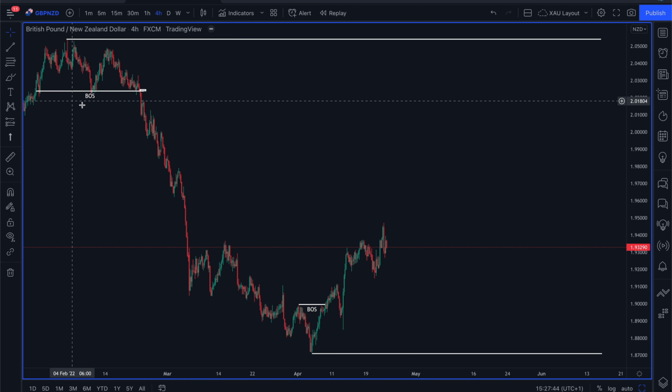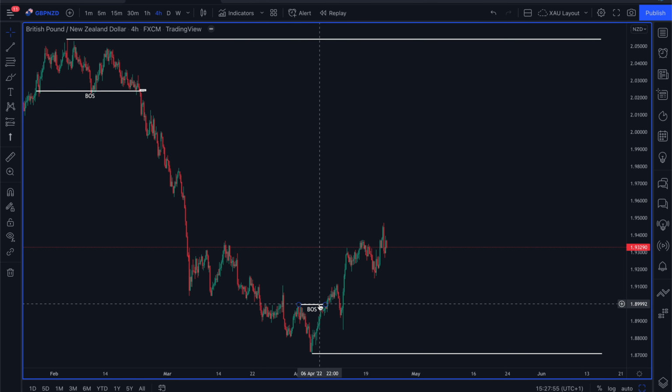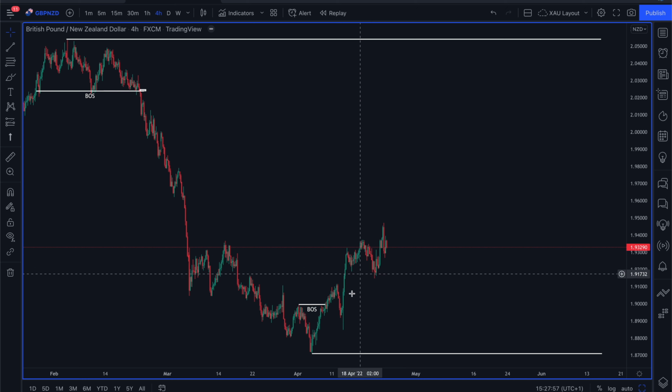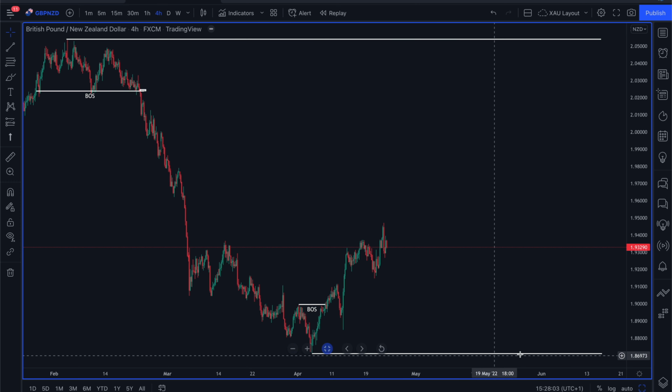As we can see, price produced us with a BOS here, a break of structure, since we have seen a bearish swing be produced. Now price has actually presented us with another break of structure, so signs of bullishness. As we've seen, we've had clear highs and lows being put into the market. We have our swing low marked out here, our swing high marked out here.